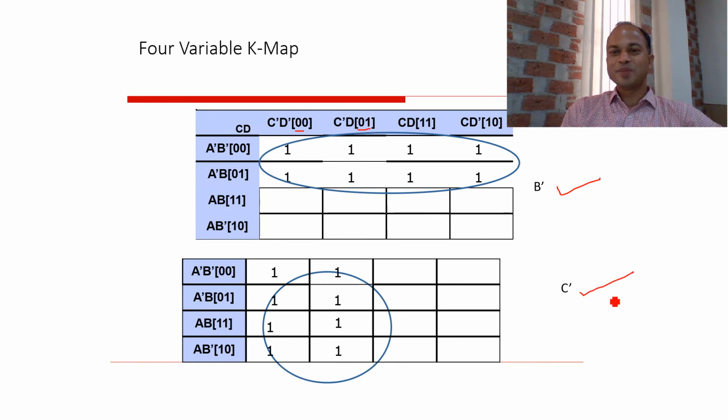So in this way, we can simplify the Boolean function using the different types of K-map.